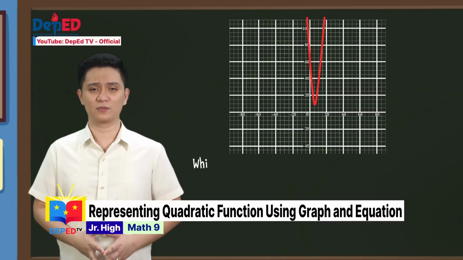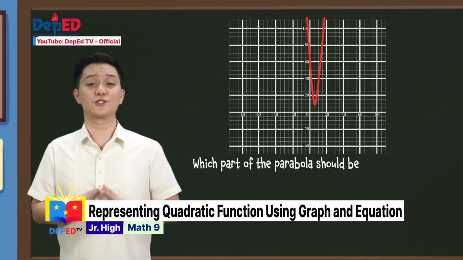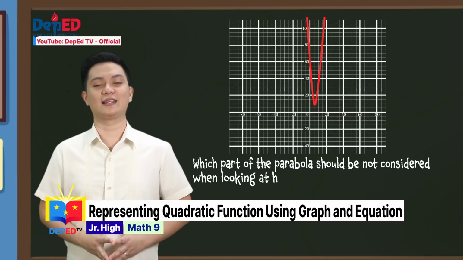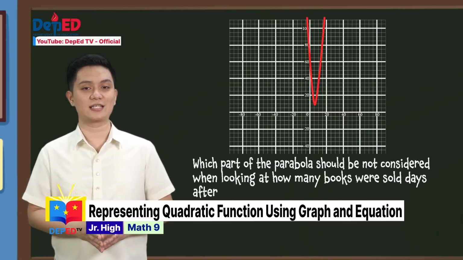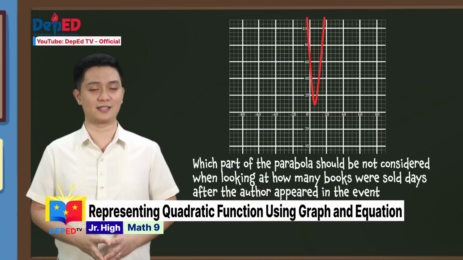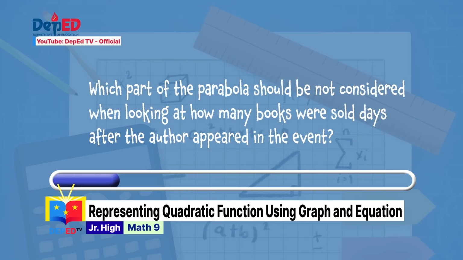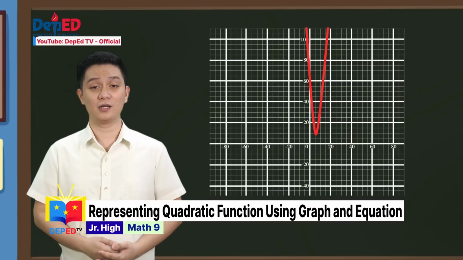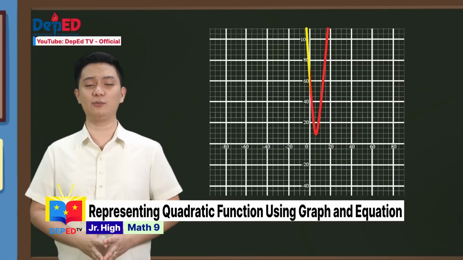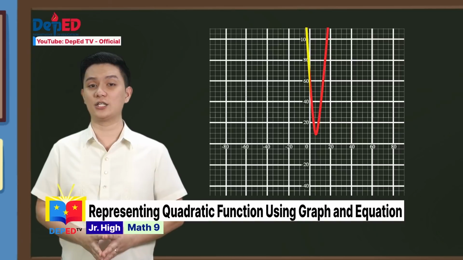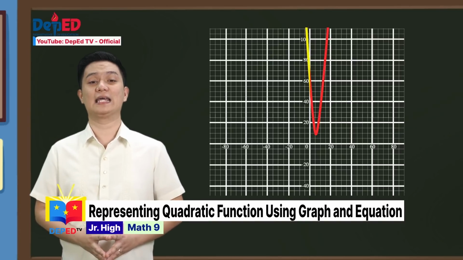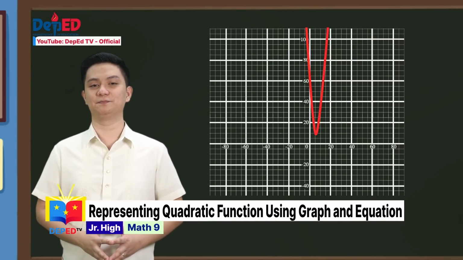Item number 3. Which part of the parabola should not be considered when looking at how many books were sold days after the author appeared in the event? 10 seconds. Go! Time is up. We do not consider the part of the parabola where x is less than 0, since number of days can't be negative.